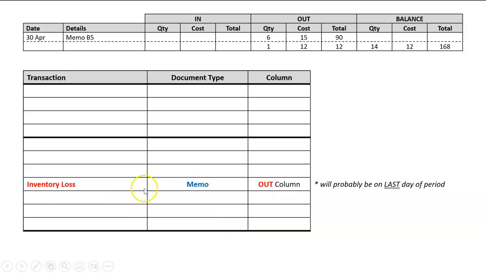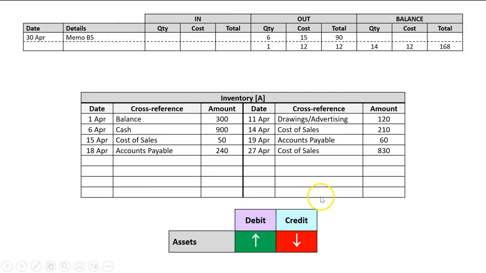So you would be expected to know that looking at that last day of the month, out column memo, that's probably going to be an inventory loss. So we have lost 90 and 12. We've lost $102 worth of inventory. So we do here 30th of April, inventory loss, $102. And that is every possible transaction that we know how to do for the moment.